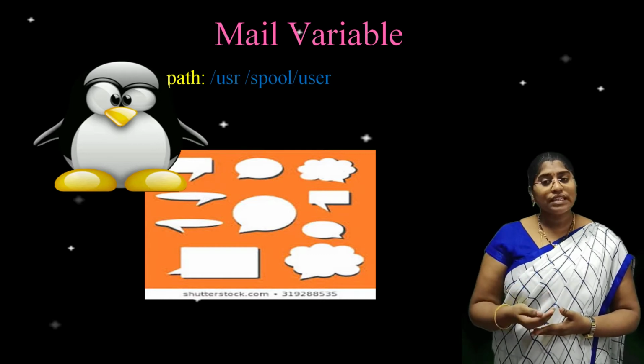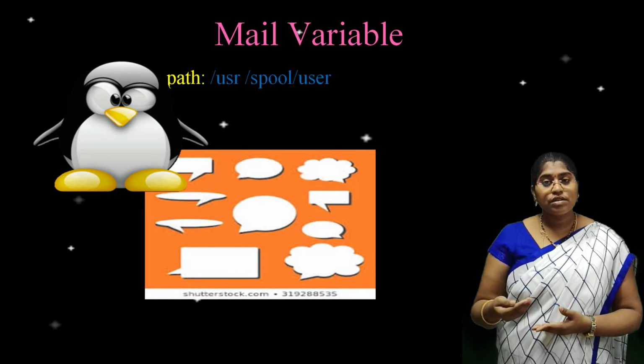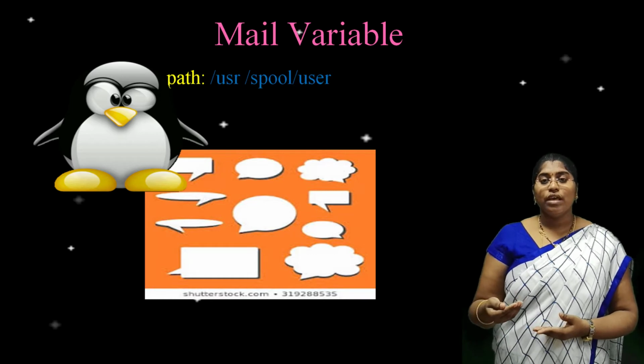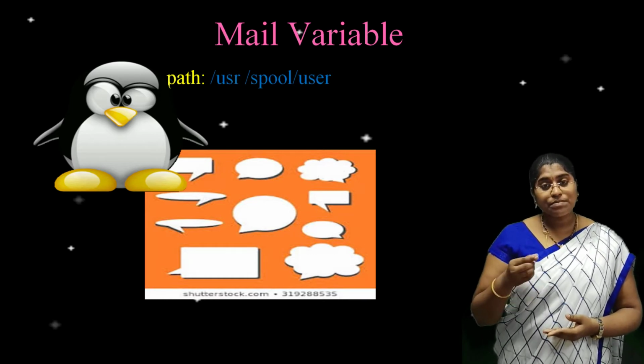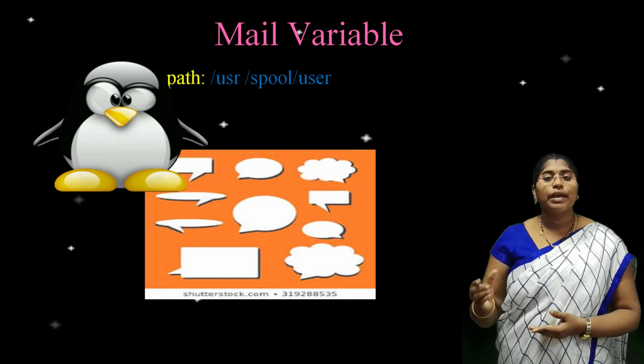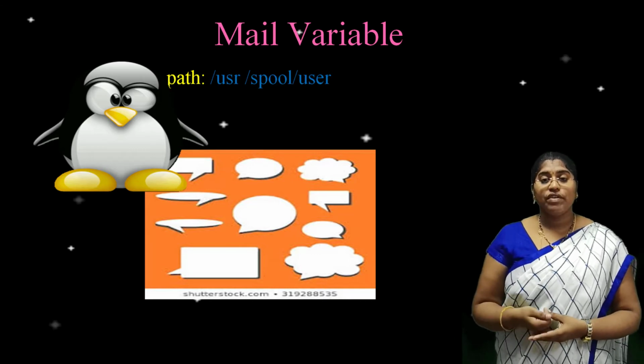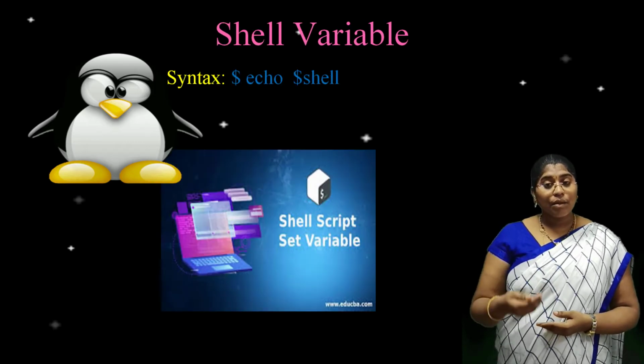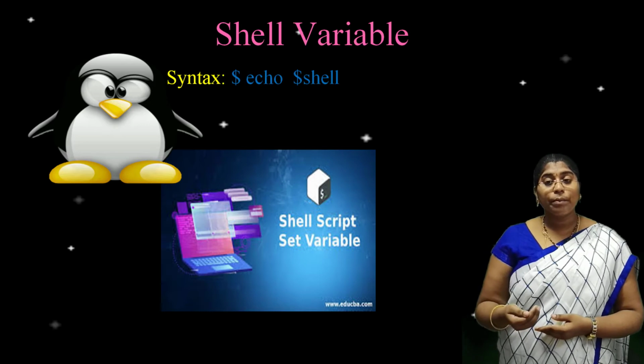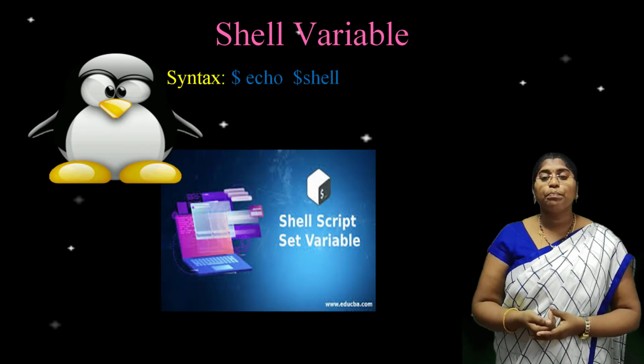We can also set the path /usr/spool/user, so it also consists of a specific path. Okay, this is the mail variable. Next one is the shell variable. It contains the name of the user shell programming in the form of an absolute path name.